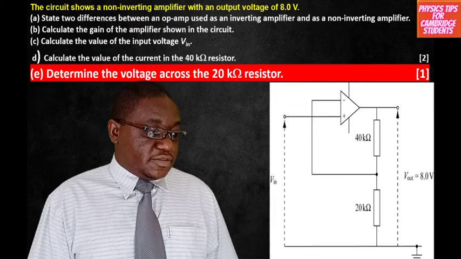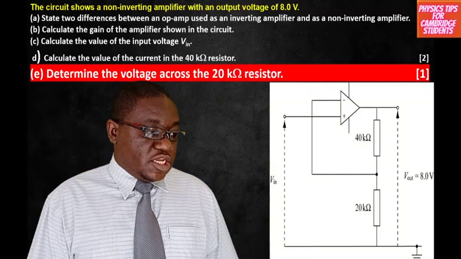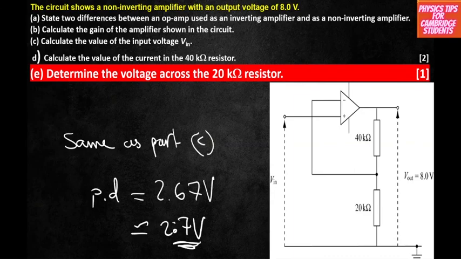Now the last part, E, says determine the voltage across the 20 kilo ohm resistor. So that is the same. You just say 20 over 20 plus 40 times 8 volts, which should give you 2.7 volts.